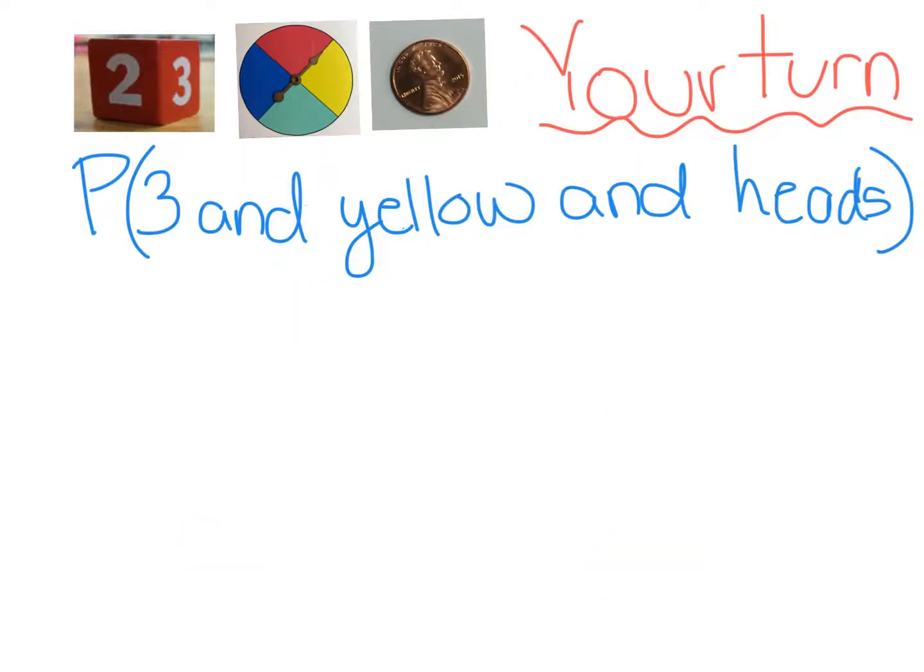All right, so here's another example. Now you have a combination of 3 events. The probability of getting a 3 and spinning yellow and flipping heads. See if you can make a probability tree for these 3 events happening at the same time.